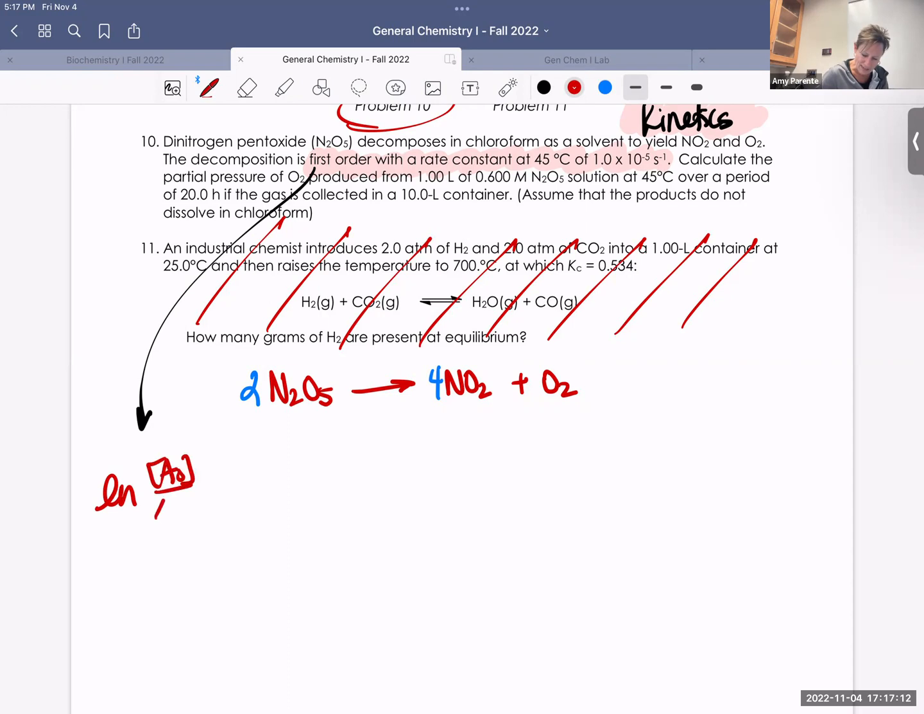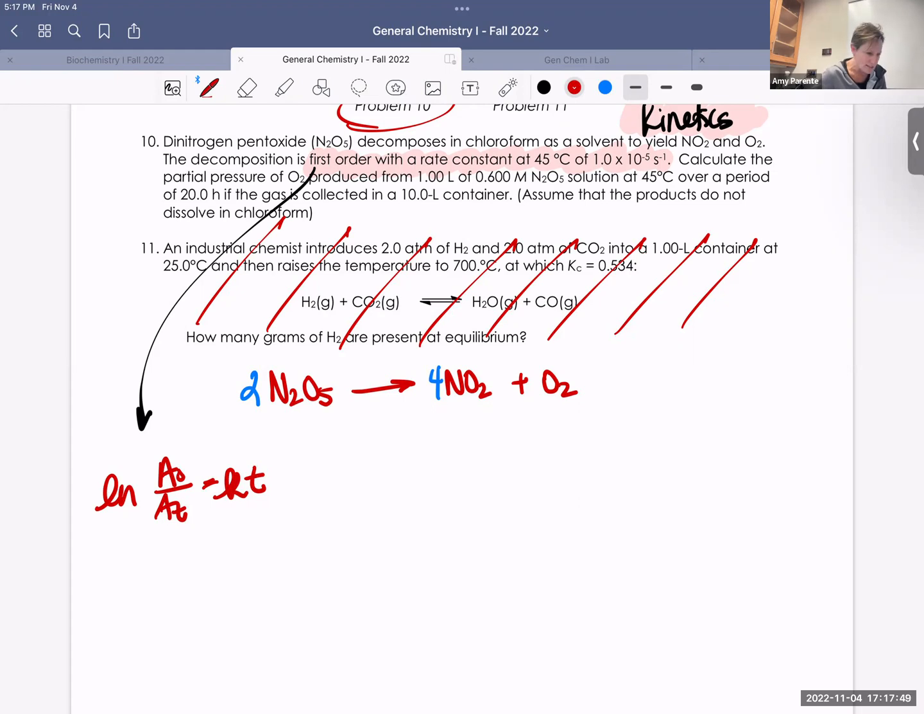ln of A0 over At. And I don't need to have my concentration pieces here, so let me just erase those. I didn't want to erase the whole thing. Oh, I guess it would, they're touching one another. Okay. ln of A sub 0 over A sub t equals kt. That's that equation. Okay. It actually gives me the rate constant, so I don't need to use that 0.693 over t1/2. It actually gives me the rate constant.